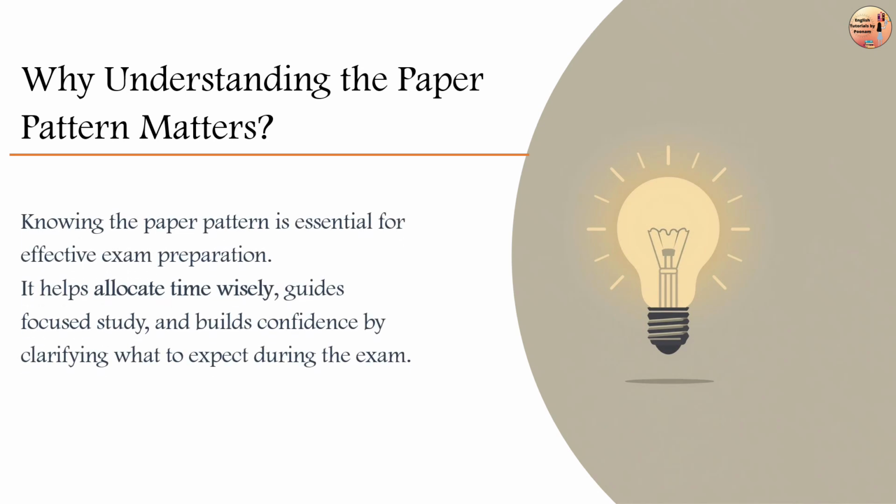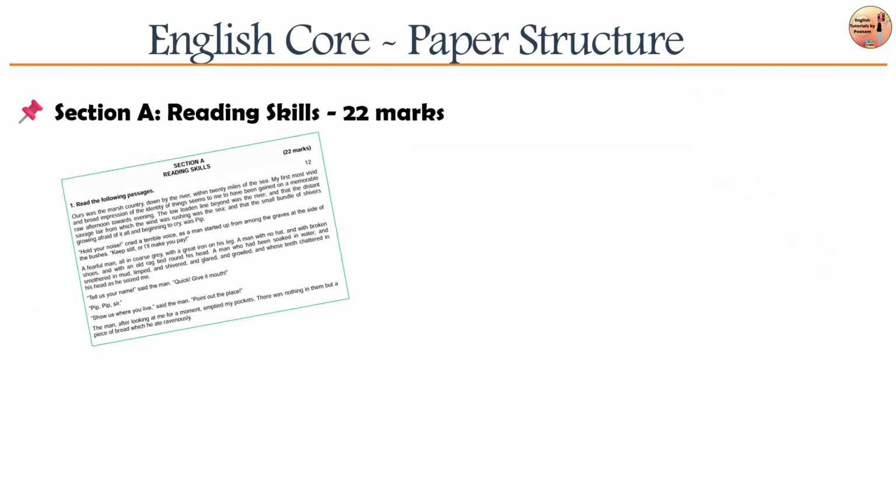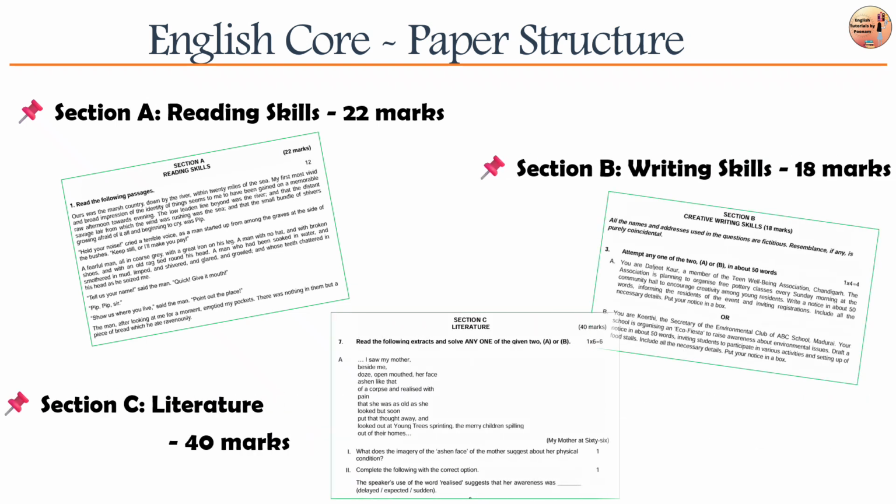So the first question that comes into our mind is why understanding the pattern of the paper matters. Knowing the paper pattern is essential for effective exam preparation. It helps allocate time wisely, guides focused study, and builds confidence by clarifying what to expect during the exam. The English core paper is divided into 3 sections. Section A, reading skills, carries 22 marks. Section B, writing skills, is for 18 marks. Section C, literature, is for 40 marks.